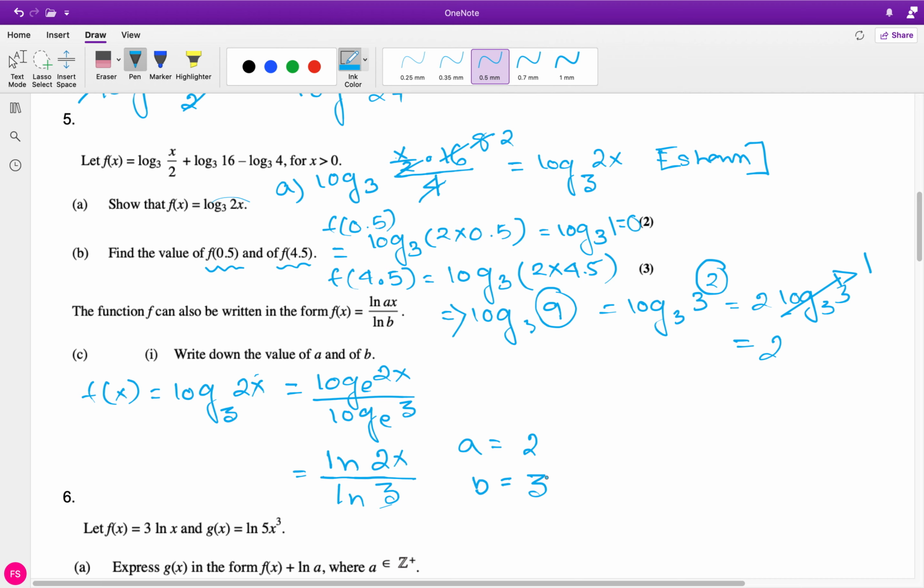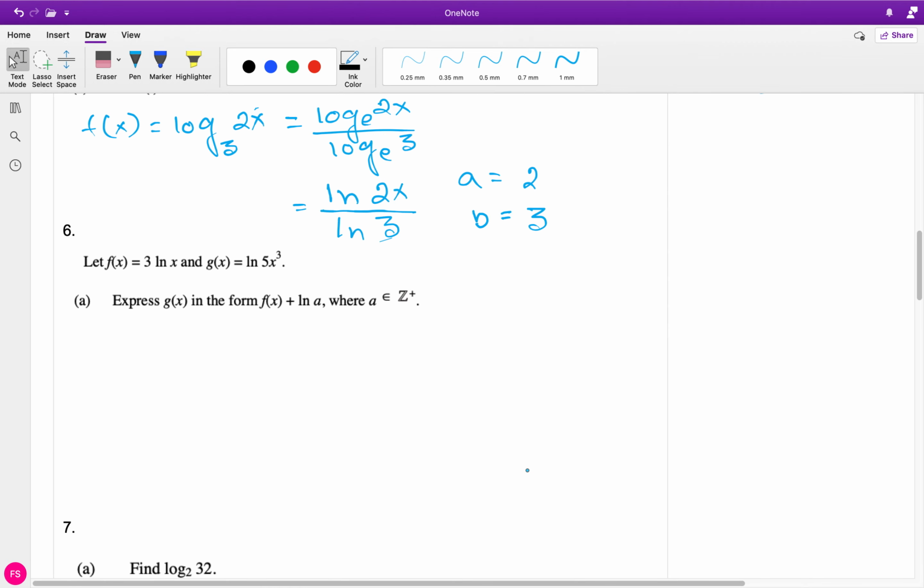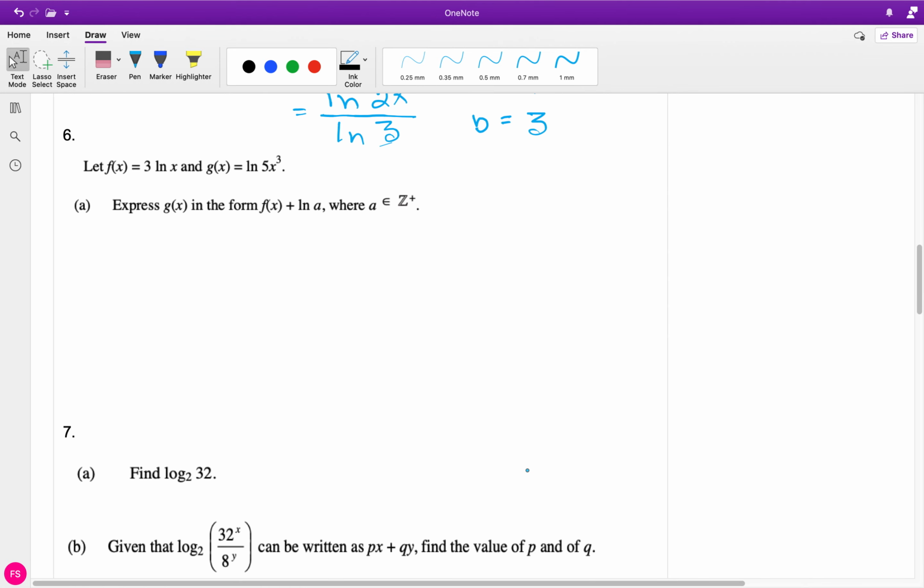Okay, so that's how you can express it in terms of ln as well. Let's move to the next question, number 6. We have two expressions in this question. f of x equals 3 ln x and g of x equals ln of (5x) to the power of 3. Express g in this form.